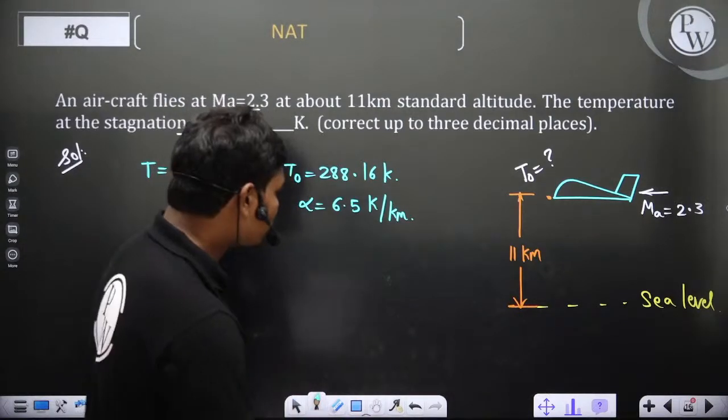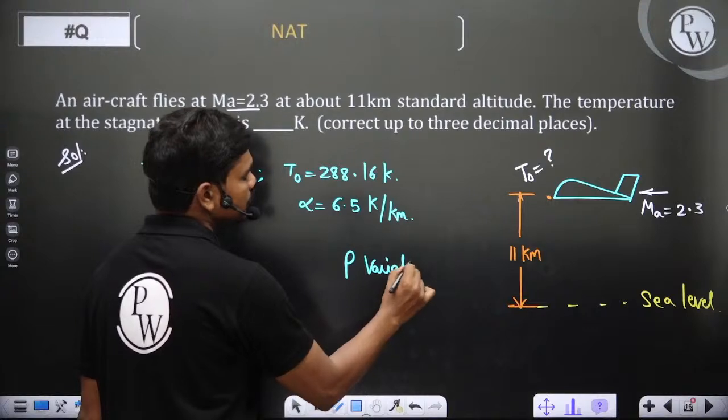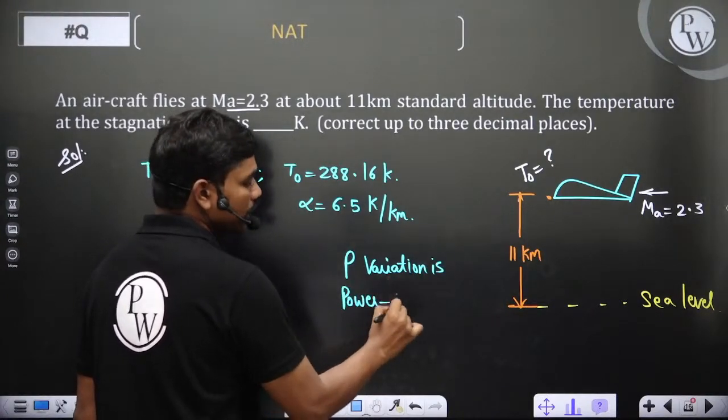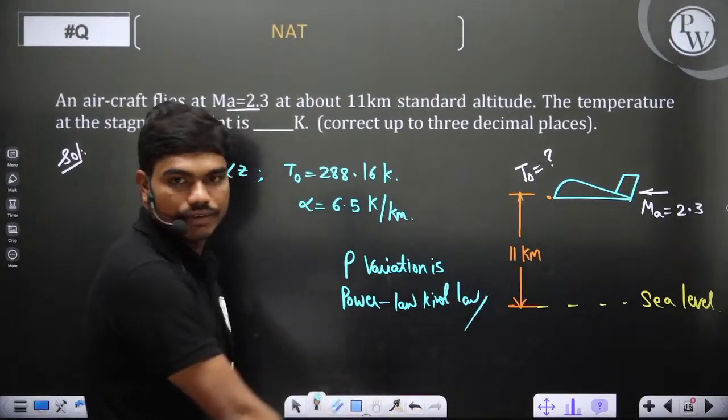You remember we have seen in the atmosphere the P variation is a power law kind of model. We solved the hydrostatic equation. You remember this? We have done all these things.